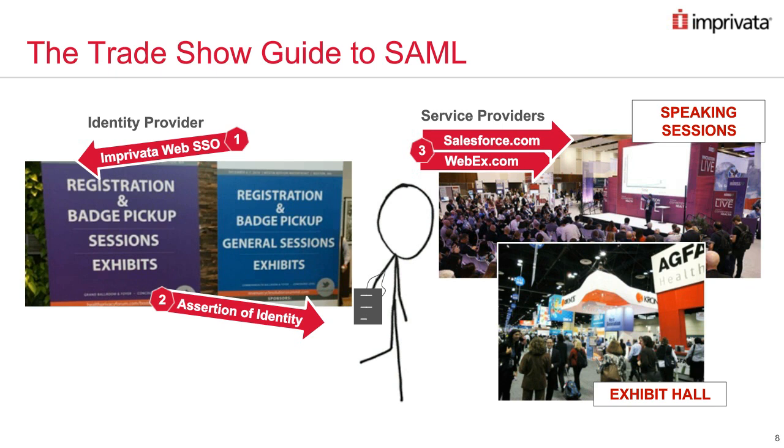And if you slipped in the fire exit, well, you don't have a badge. So we're going to send you out to the identity provider, the registration and badge pickup, and you're going to have to get that badge. You have to buy it, you have to prove who you are, show a driver's license, show a passport. You're going to have to prove who you are before the front desk is going to assert your identity and give you that badge, for you to go back and enter that raffle or get the ice cream or what have you.